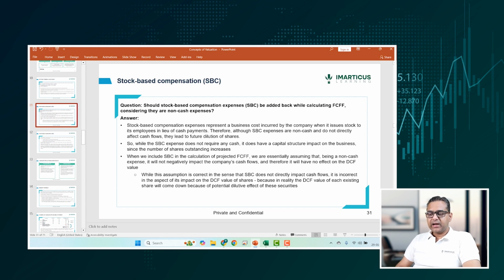When we include SBC in the calculation of projected free cash flows to the firm, we are essentially assuming that, being a non-cash expense, it will not negatively impact the company's cash flows and therefore it will have no effect on the DCF value. While this assumption is correct in the sense that SBC does not directly impact cash flows, it is incorrect in the aspect of its impact on the DCF value of shares, because in reality, the DCF value of each existing share will come down because of the potential dilutive effect of these securities.